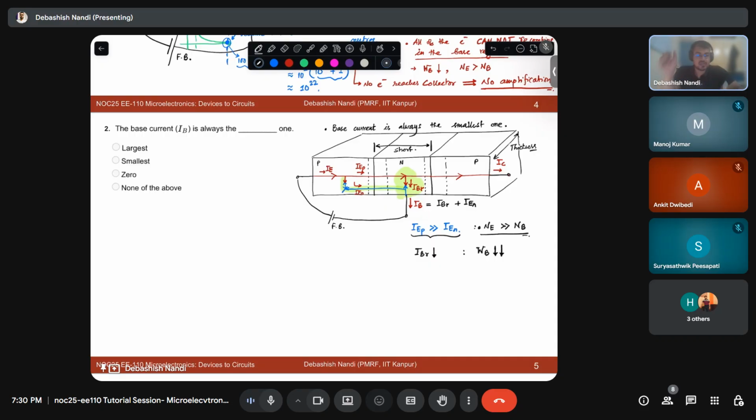So these are the two design considerations for which you say that both components, IBR and IEN, are lower. That is why it is the lowest current component.